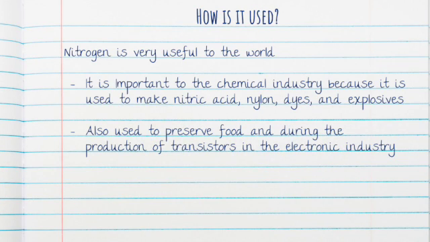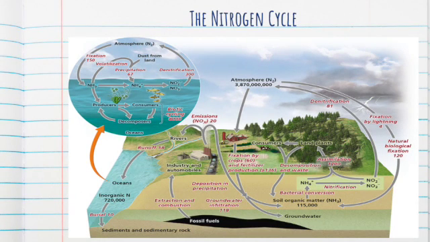How is it used? Nitrogen is very useful to the world. It is important to the chemical industry because it is used to make nitric acid, nylon, dyes, and explosives. It is also used to preserve food and during the production of transistors in the electronic industry. Here's a picture of the nitrogen cycle in Earth's atmosphere.